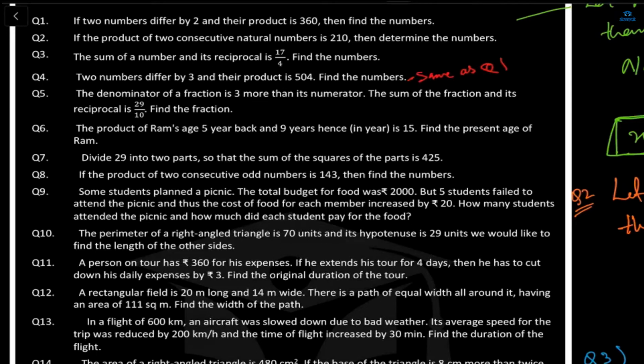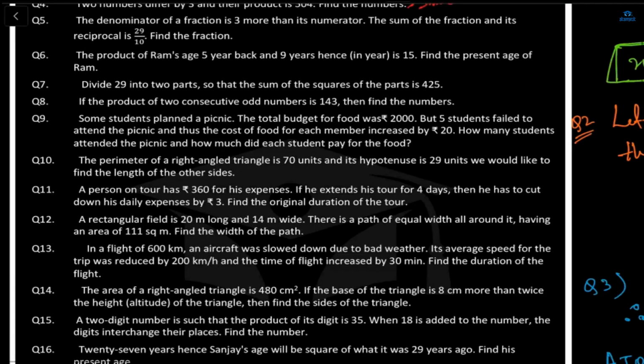Okay, very good. Similarly, can you tell me for question number 8 also? If the product of two consecutive odd numbers is 143, then find the numbers. We have done one such question above. We'll take one of the numbers as x and the other as x plus 2, since they are consecutive odd numbers. Very good. And the equation will be x multiplied by (x plus 2) is equal to 143.